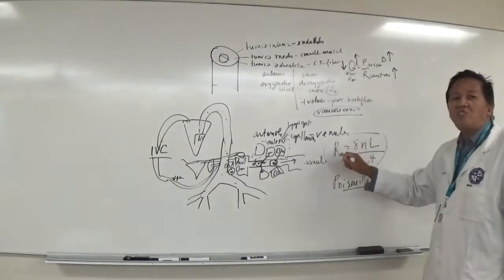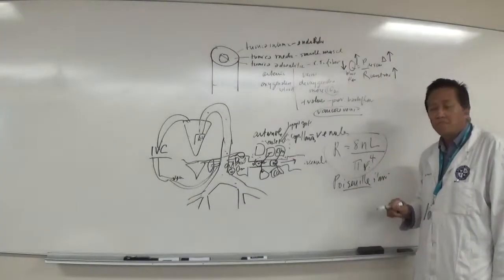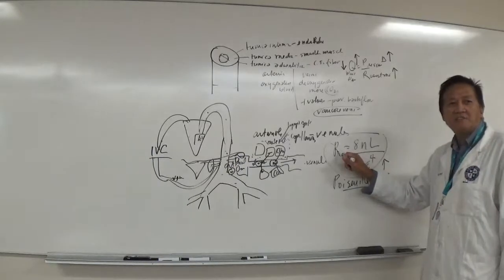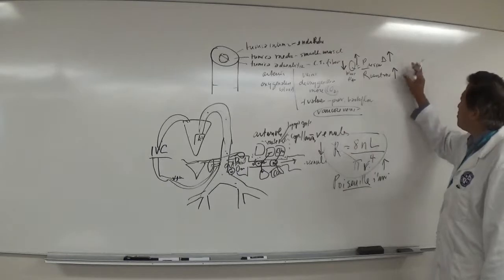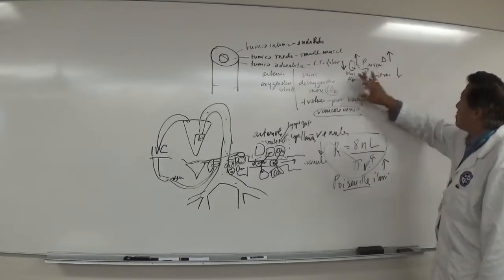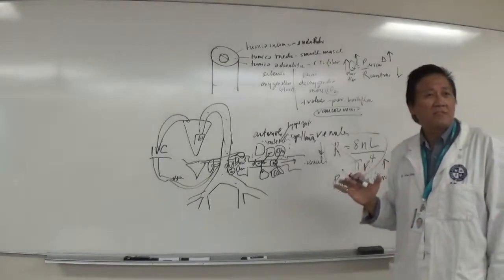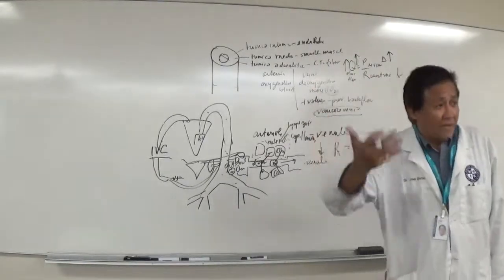Radius. What is the relationship between radius and resistance? Inverse. In other words, if you increase the radius, what happens to the resistance? Decrease resistance. And if you decrease resistance, what happens to the blood flow? Increase or decrease? Of course, it's obvious. It has to increase.